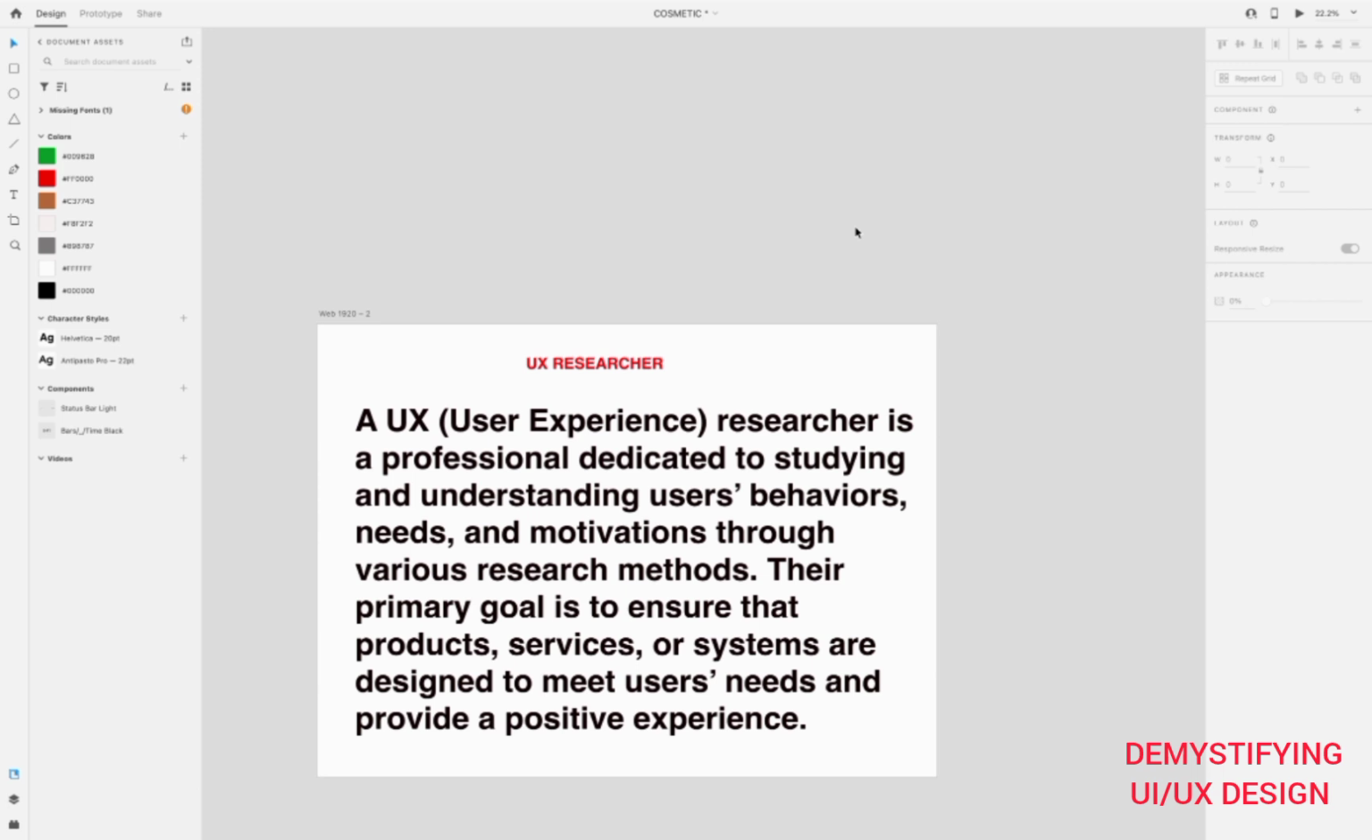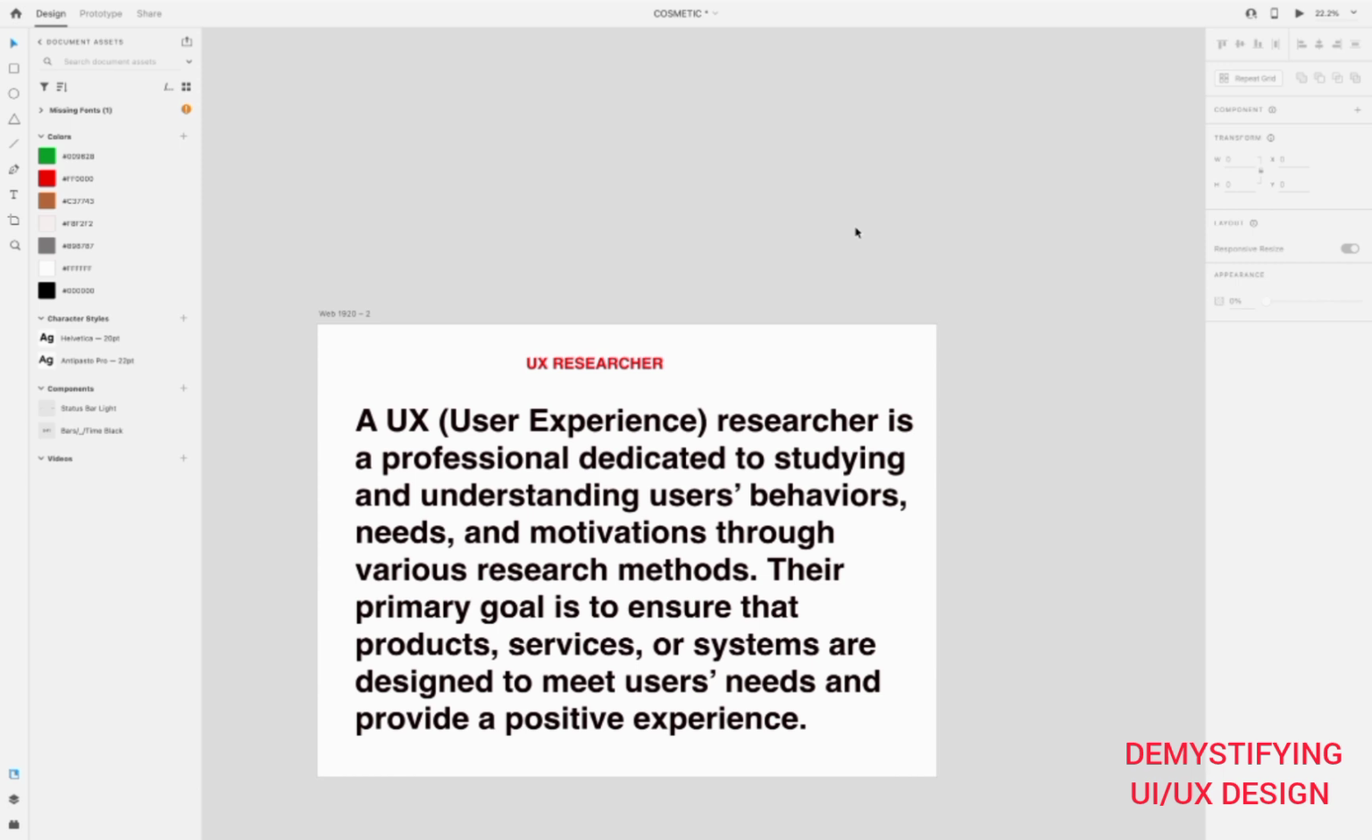So let's check out what the definition is. A UX researcher, that means a user experience researcher, is a professional dedicated to studying and understanding users' behavior, needs, and motivations through various research methods. Their primary goal is to ensure that products, services, or systems are designed to meet users' needs and provide a positive experience. From this definition, I think it is self-explanatory.